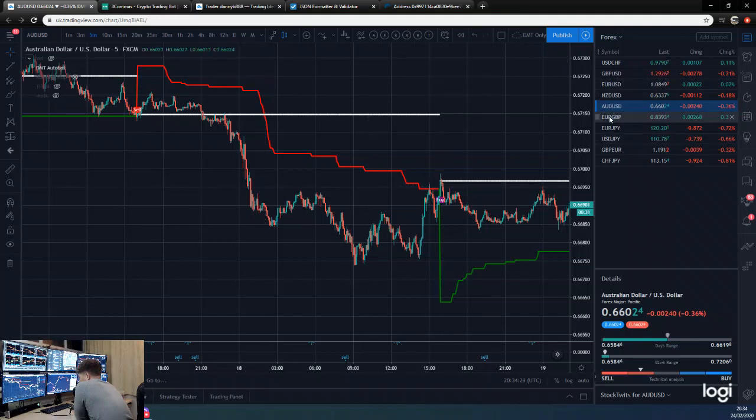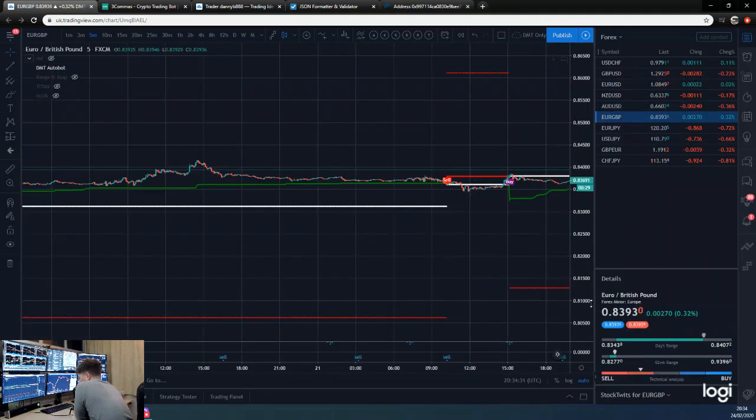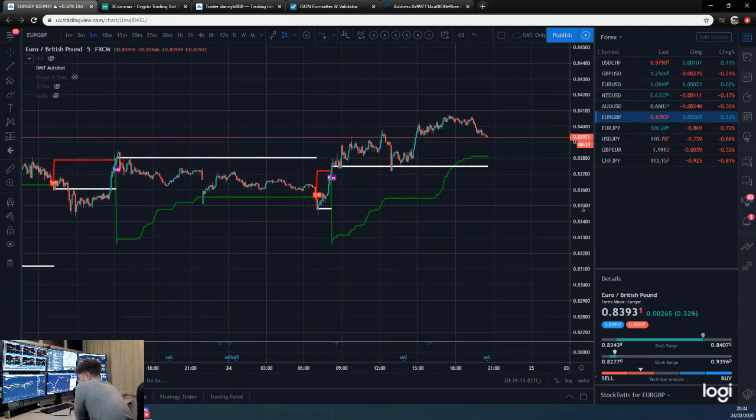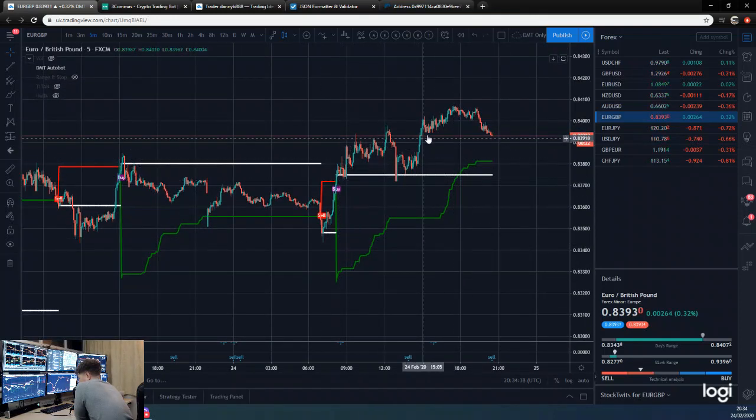Yeah, so euro pound, what's going on here? So yeah, we had a buy. This is looking bullish. Buy, looking like this is still going to go up. I'll be looking for buy entries of the euro against the pound.